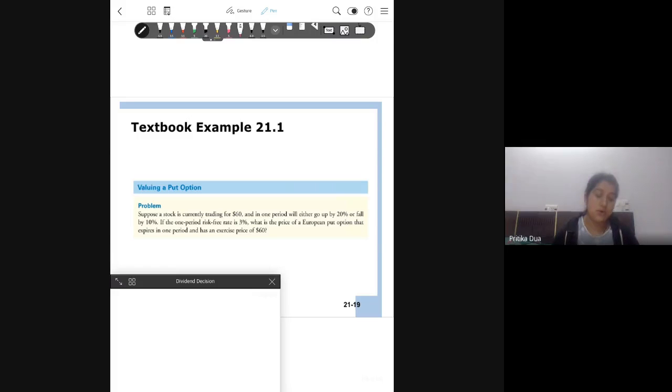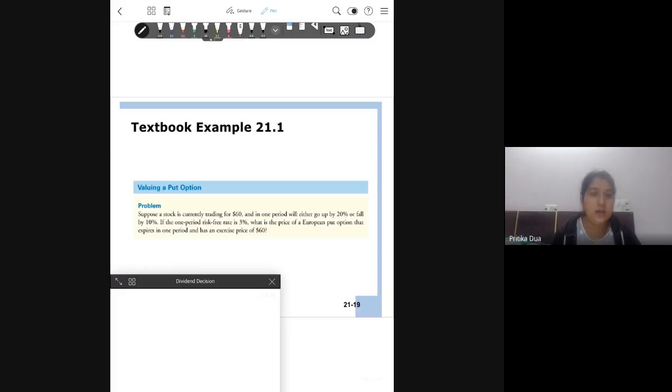Suppose a stock is currently trading for $60 and in 1 year the price will go up by 20% or fall by 10%. Your risk-free rate is 3% and the exercise price is 60. So what will be the value or the premium on a European put option? Okay, so let's start with the question.